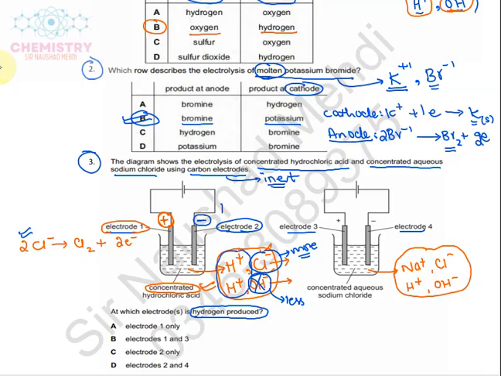H plus would be going to that electrode, gaining 2 electrons and forming hydrogen gas. So you can see at electrode 2 hydrogen gas is being produced, right?